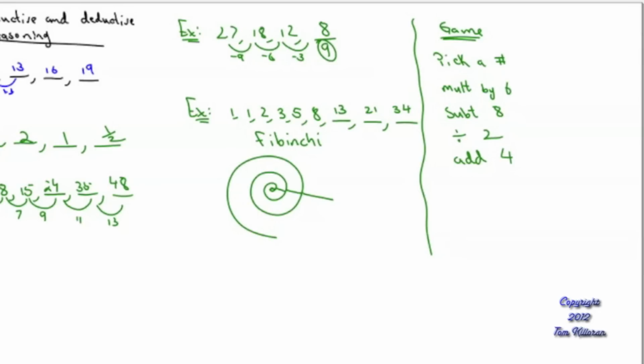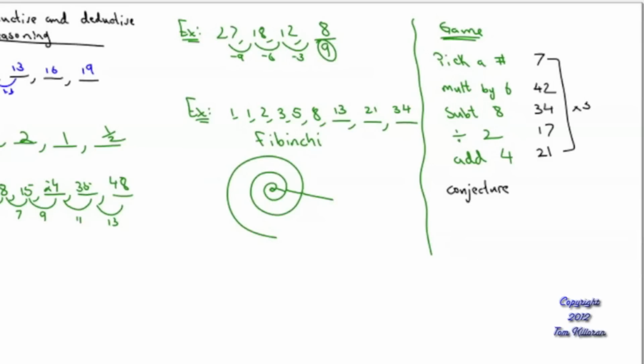So if you started with, what number did I not hear? 7. If you started with 7, multiply by 6, you should end up with 42. Take 8 away from that, that leaves you with 34. Okay. Divide that by 2, you end up with 17, and you add 4 to that, you end up with 21. So if you just went the shortcut route, you would say 7 times 3 is 21. Yeah, that's pretty cool.